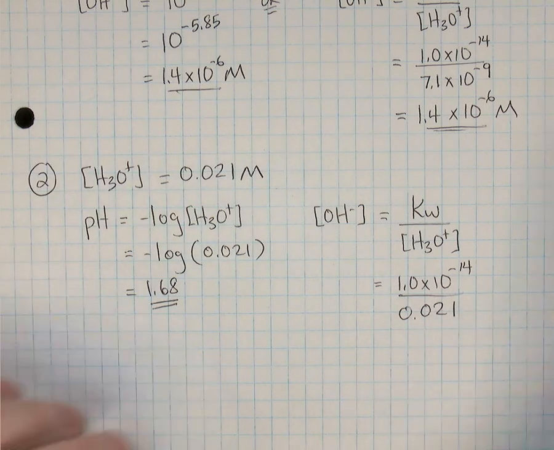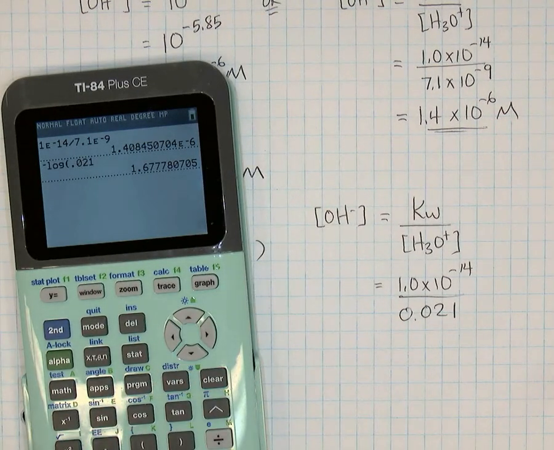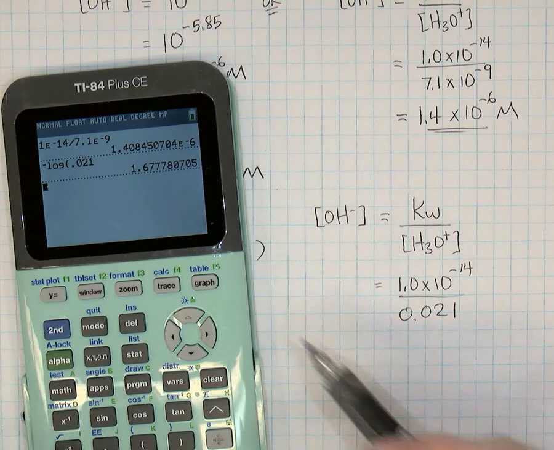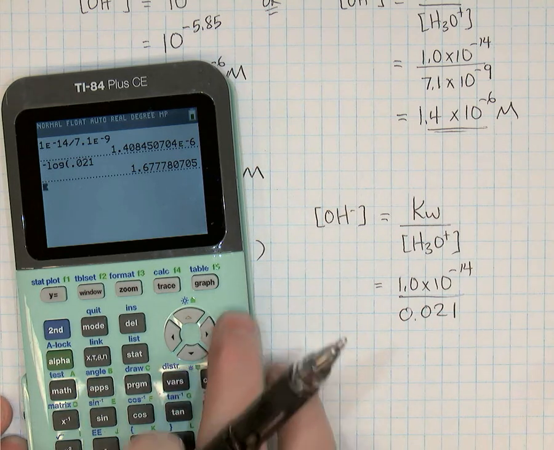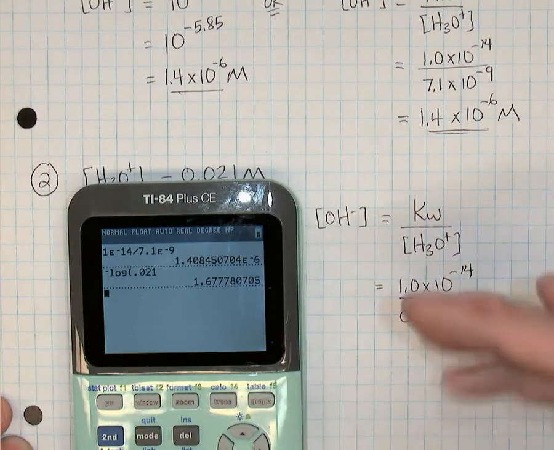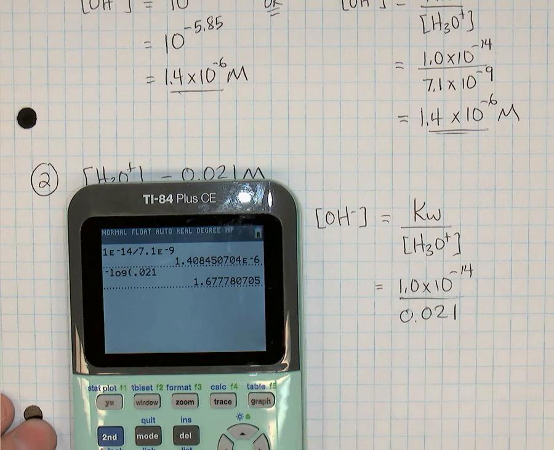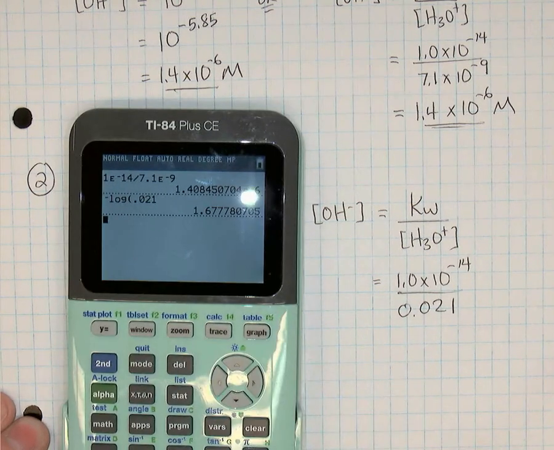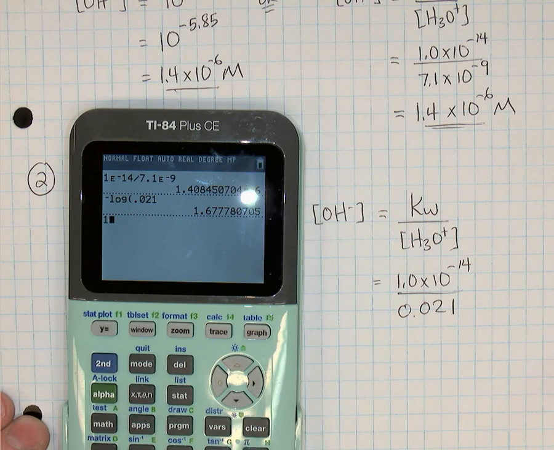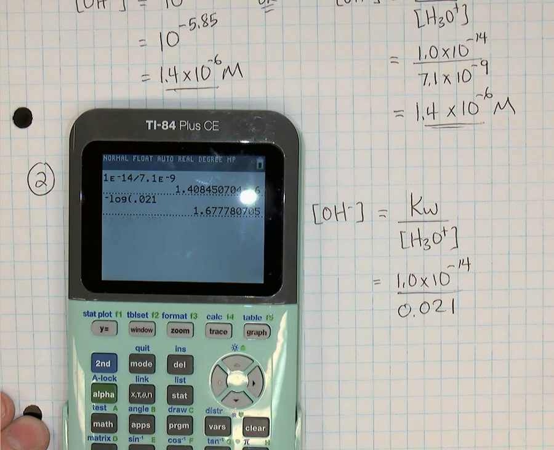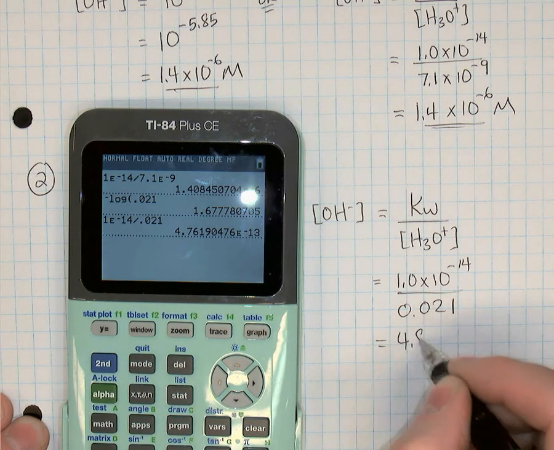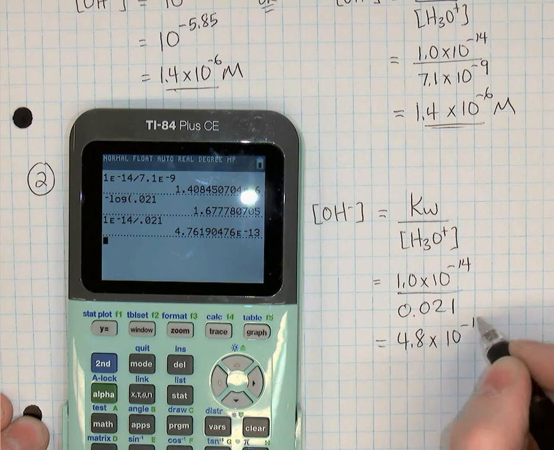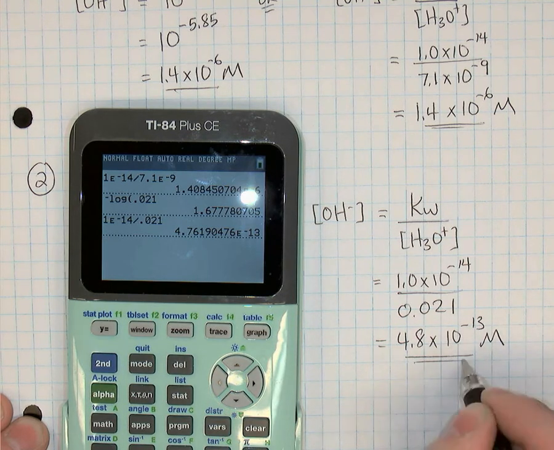molarity. Now, if the temperature was not 25 degrees Celsius, then you could still use the equation, but the question would have to tell you the Kw at this other temperature, and then you would just use it instead of this number 1.0 times 10 to the minus 14. So typing it in, 1 times 10 to the negative 14 divided by 0.021 equals a hydroxide concentration of 4.8 times 10 to the minus 13 molarity.